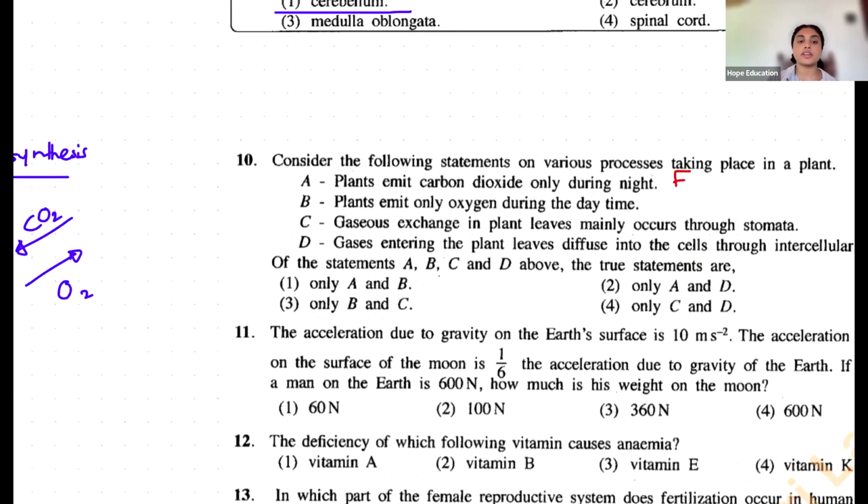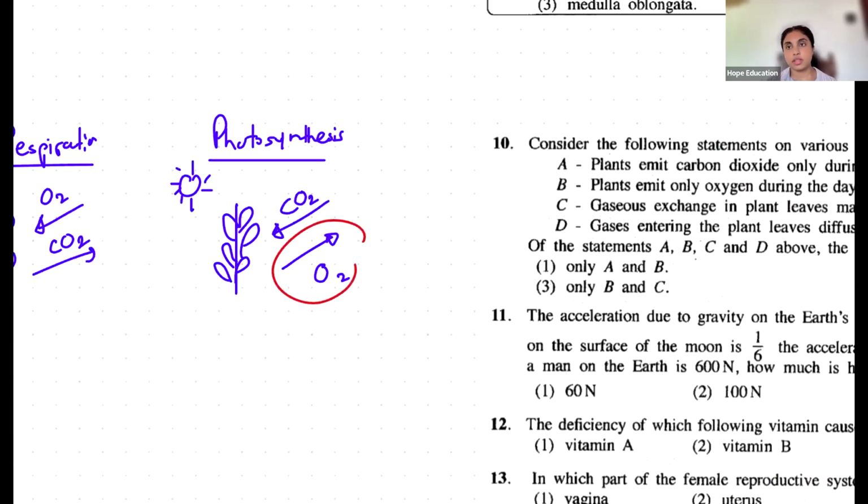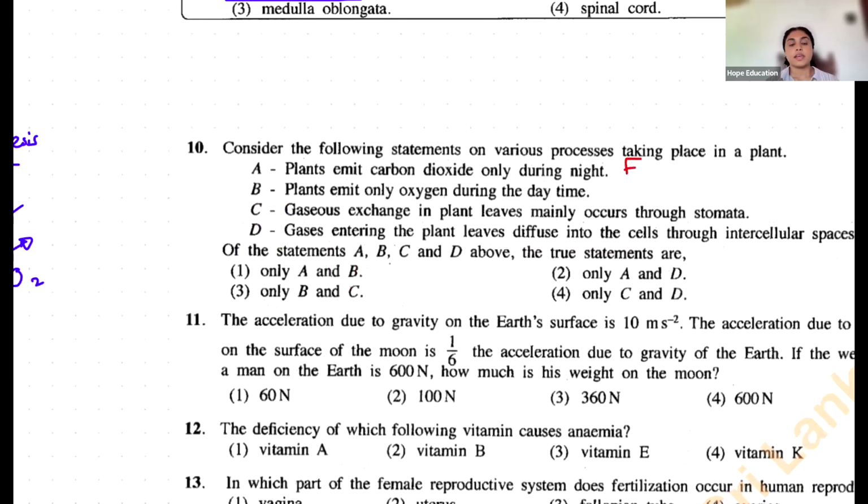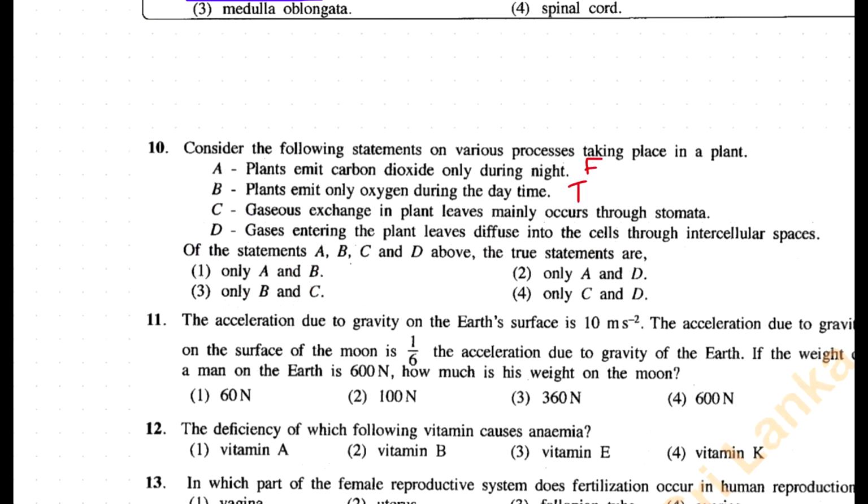Plants emit oxygen during the daytime. That is true, that is done by photosynthesis. Then C, gaseous exchange in plant leaves mainly occurs through stomata. What do you think about that? Is it true or false?